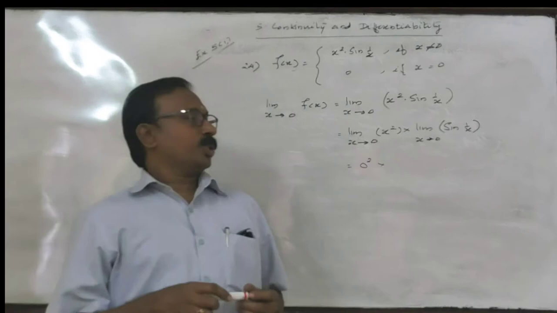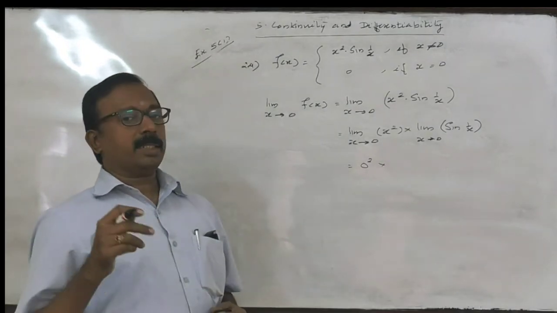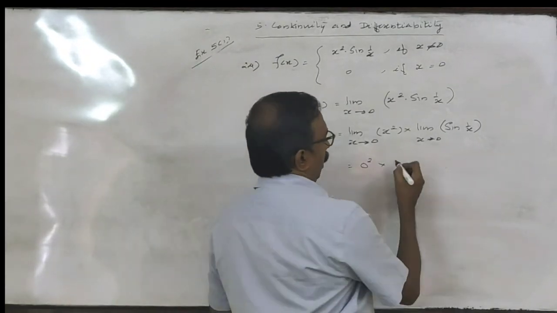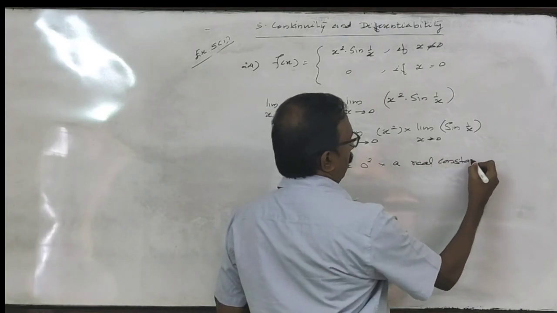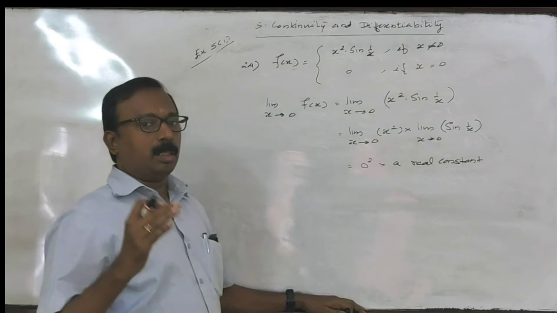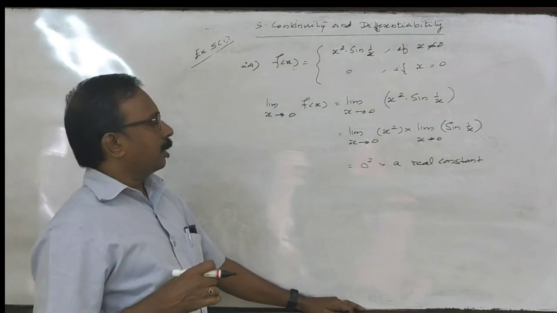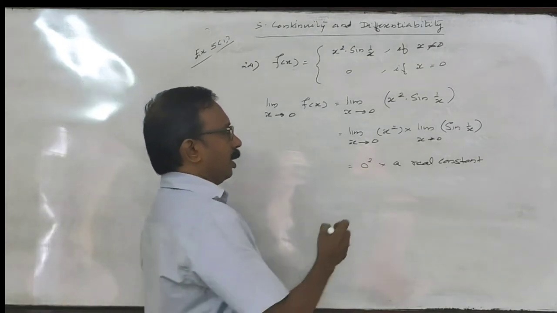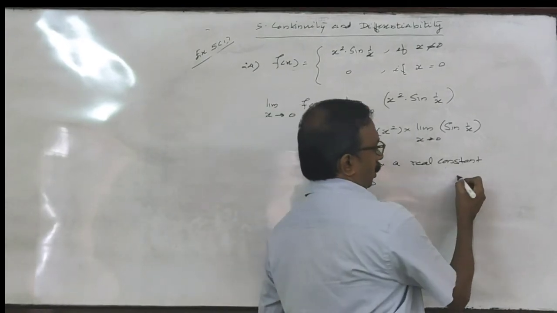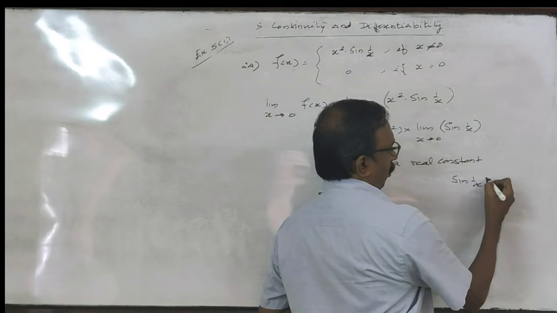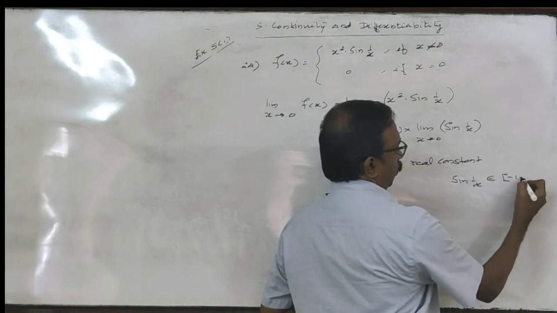Limit of x tends to 0 sin 1 by x. Sin 1 by x is a real constant, since sin 1 by x lies in between minus 1 and plus 1. So it is a real constant. So 0 into a real constant is 0.